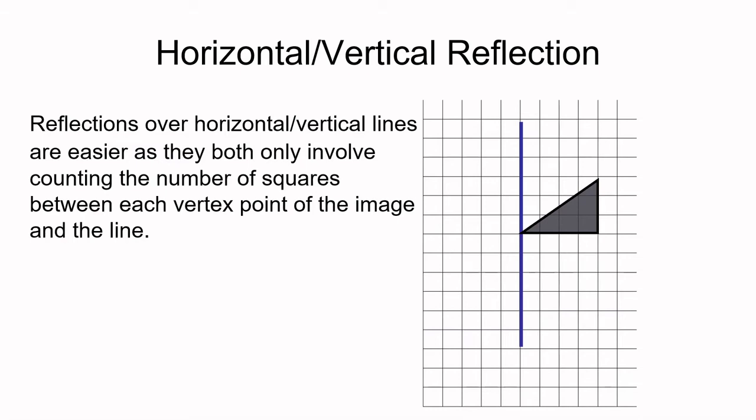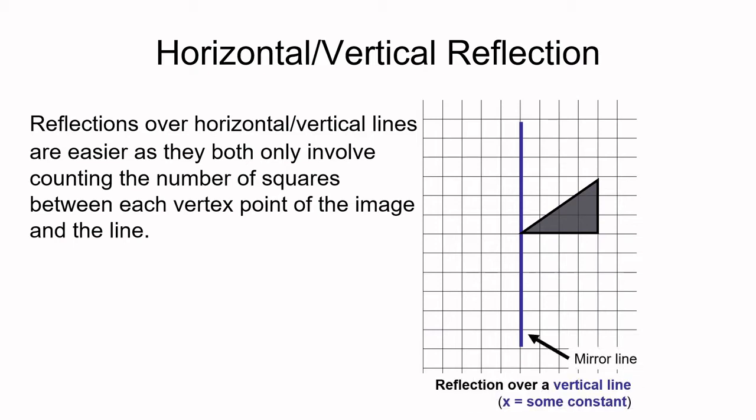Reflections over horizontal or vertical lines are a lot easier than sloping lines, as they both only involve counting the number of squares between each vertex point of the image and the line. So in this case, I've got this vertical mirror line, and vertical lines always have the equation x equals some constant. Now we can only work out the equation of a line if we've actually got the axes. So let me draw some axes in here for you.